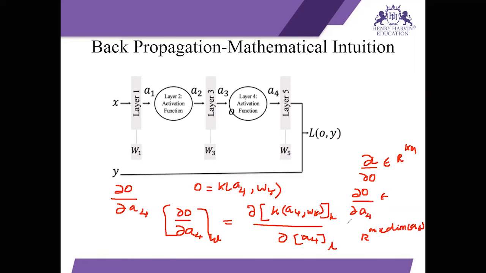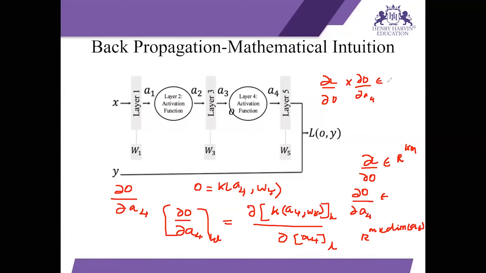Why? Because the dimensions of ∂L/∂O are 1 cross m, because L is a scalar and the dimension of O is m. So we will have a row vector of size 1 cross m, and this is our gradient ∂L/∂O, the derivative of the loss with respect to the output. We have our Jacobian ∂O/∂A4, which we calculated previously. So when we multiply these two quantities, what will we get? I'm calculating ∂L/∂O into ∂O/∂A4, right?